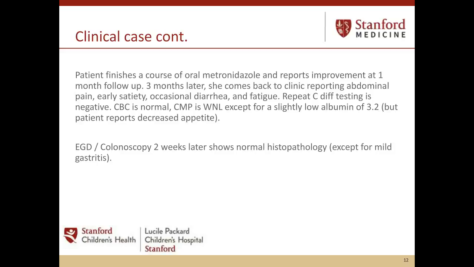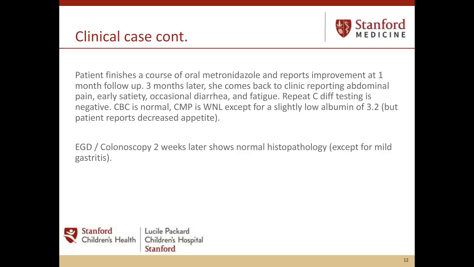She comes back 3 months after the initial contact and reported ongoing abdominal pain, early satiety, occasional diarrhea, and fatigue, and she actually looked worse. However, repeat C. diff testing was negative, and the CBC was normal, the complete metabolic panel was normal, but a slightly low albumin at 3.2. But remember, albumin, which is a protein in your blood, can go down if you have increased diarrhea or ongoing poor nutrition. So that's what I initially thought.